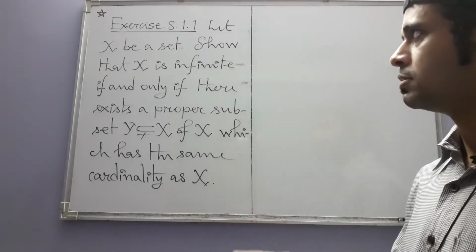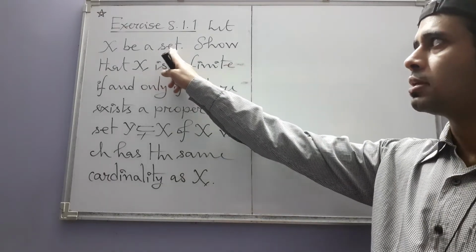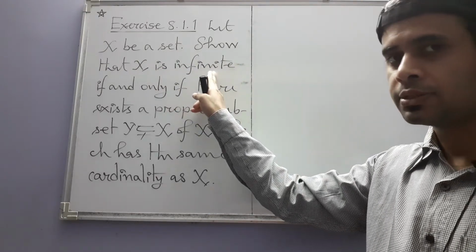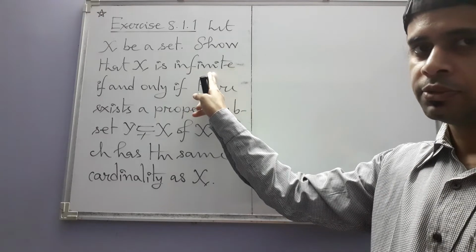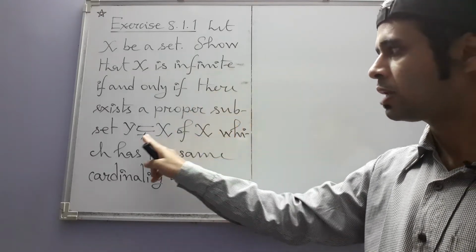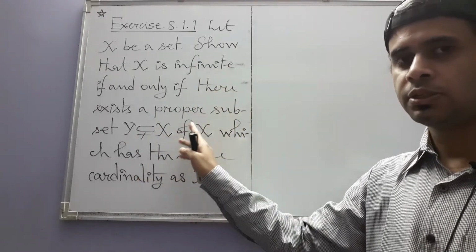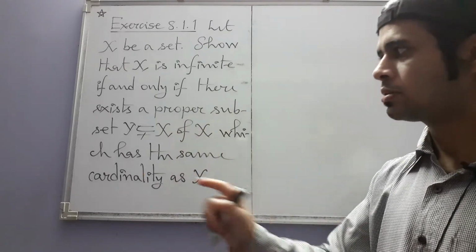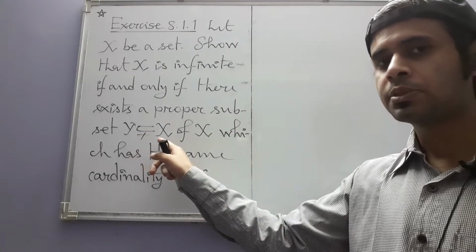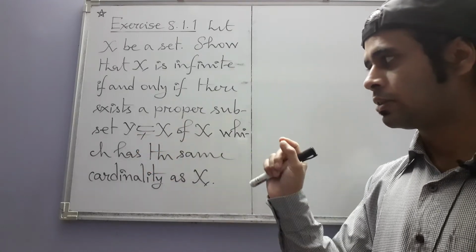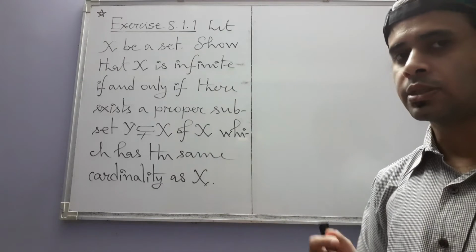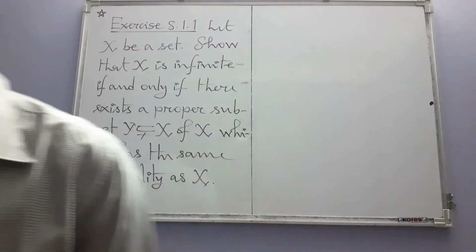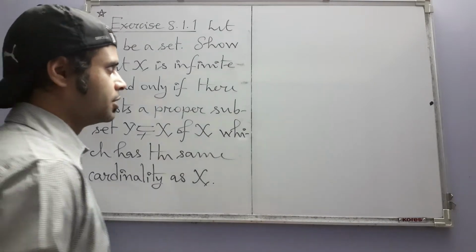So what it says is this: X is a set. We have to show that X is infinite if and only if we can find a proper subset Y of X which has the same cardinality as X. That means if and only if such a proper subset can be found so that there is a bijection between X and Y. This is what we have to show. So let us now see how we can solve this.